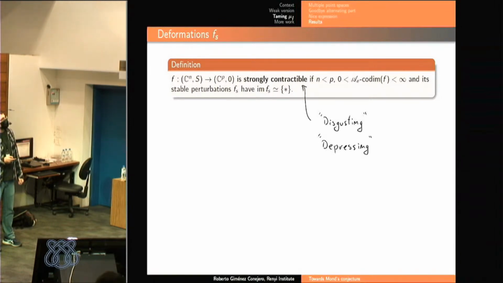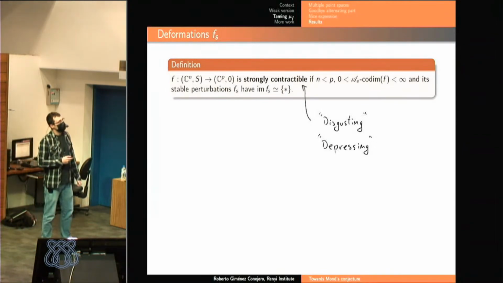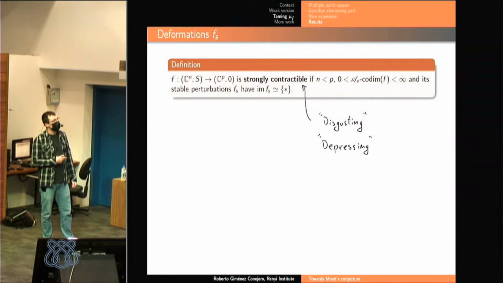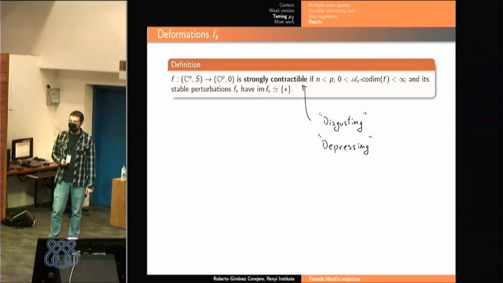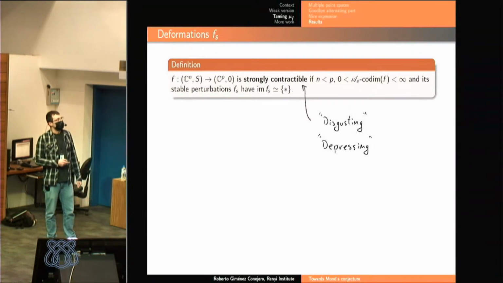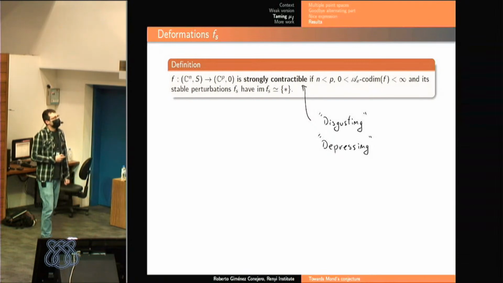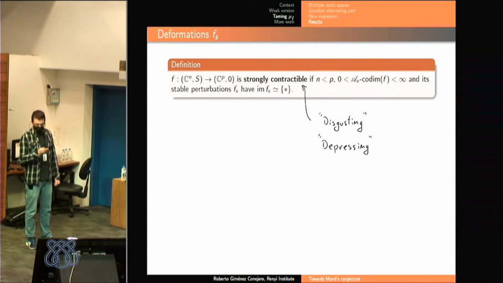And as a fun note, in several versions of the preprint, instead of strongly contractible, I used the word disgusting, because these germs give a lot of counterexamples to many results and many things that you expect in general. And I asked some people, like David and Guille, for a better name, because disgusting is maybe a strong word, and they suggested depressing. And actually, David Mond said that he's very happy to contribute to depression in mathematics. But instead, I've gone with strongly contractible, that is more mathematical or something.